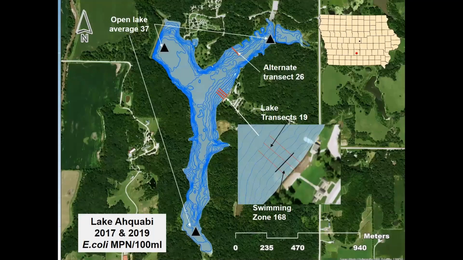So for Lake Aquabi, south of Indianola, we saw those same associations that we saw in the previous plans and that we saw in the Brushy Creek Lake system, where we had open lake averages, in this case, of only 37 MPN per 100 mils. Our alternate transect was very low as well. So the water collected along this transect was very low in bacteria concentration.